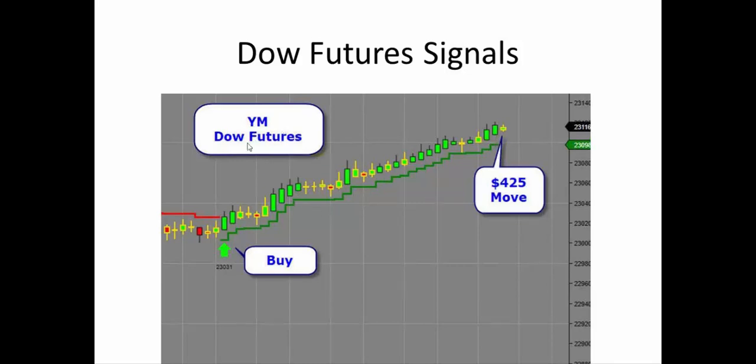So here's the Dow. We had a buy signal here, 23,031, and we moved up to about 23,116. So just about a 100-point move up there on the Dow.